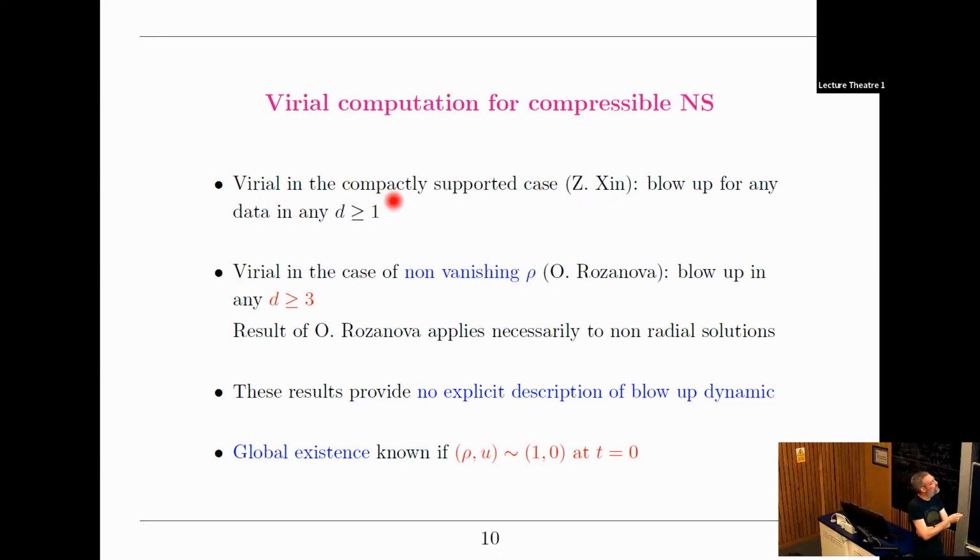It tells you that if you start in the compactly supported case, then you get blow-up for any data in any dimension. Okay, so there is something very special about this compactly supported data. We saw in the talk of Juhi that they give you some trouble where the density vanishes. But in any case, if you're compactly supported, for free, you know that they all blow up.